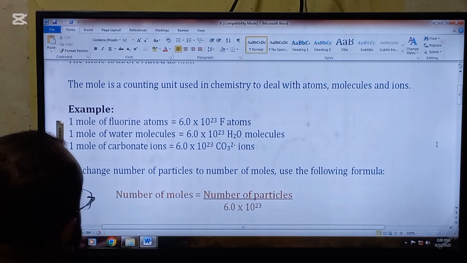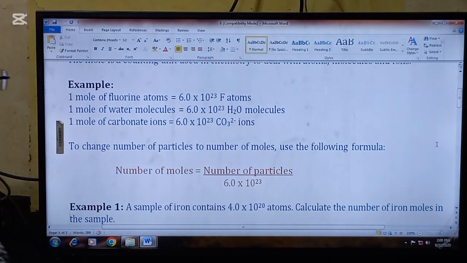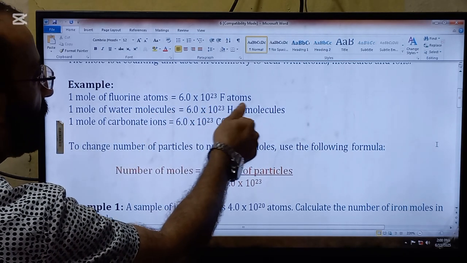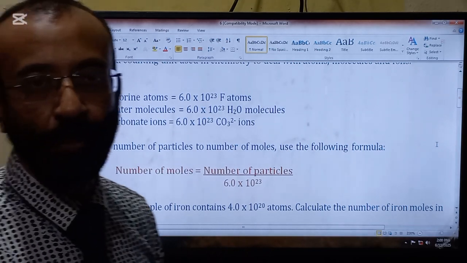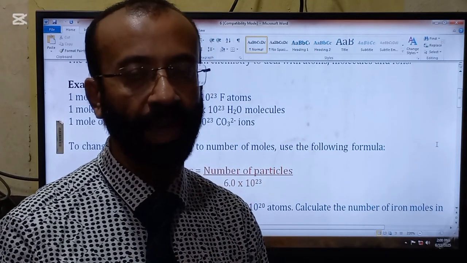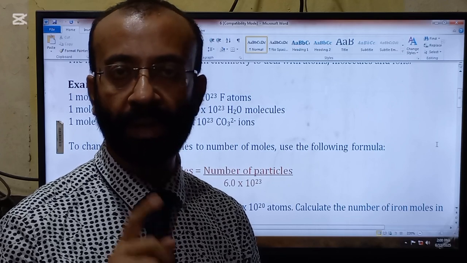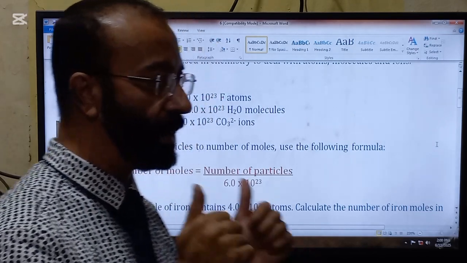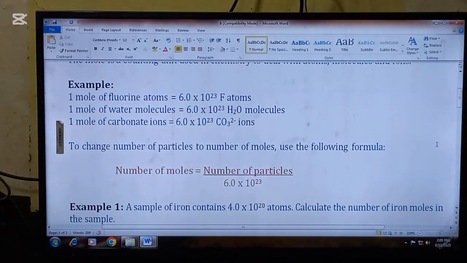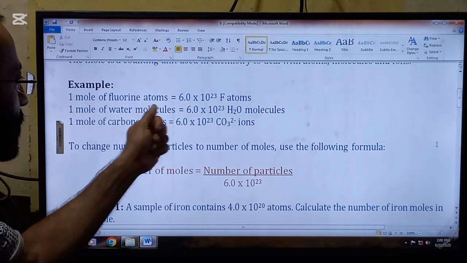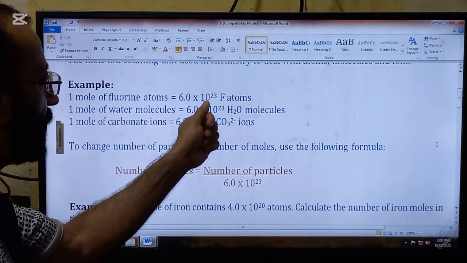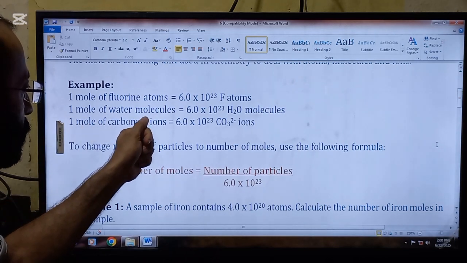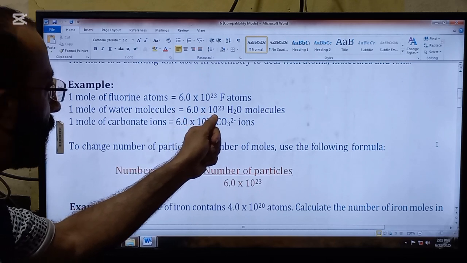So now we are going to do some examples that will make our concepts more clear. 1 mole of the fluorine atom is 6 multiplied by 10 raised to the power 23 atoms, because we have read mole will deal with atoms, molecules, and ions, and 1 mole is equal to 6 multiplied by 10 raised to the power 23. This is the number which is associated to mole. So 1 mole of the fluorine atom, because atom is given, so that's why 6 multiplied by 10 raised to the power 23 atoms. 1 mole of the water molecule, so now molecules are there, so that is 6 multiplied by 10 raised to the power 23.